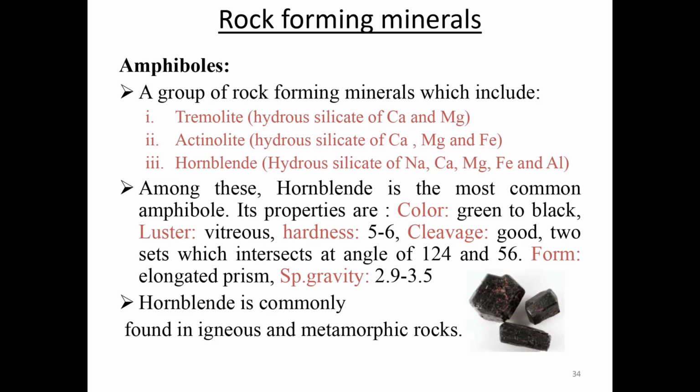2. Actinolite, hydrous silicate of calcium, magnesium, and iron. 3. Hornblende, hydrous silicate of sodium, calcium, magnesium, iron, and aluminum. Among these, hornblende is the most common amphibole. Its properties are color, green to black; luster, vitreous; hardness, 5 to 6; cleavage, good, two sets intersecting at angles of 124 degrees and 56 degrees. Form, elongated prism. Specific gravity, 2.9 to 3.5.